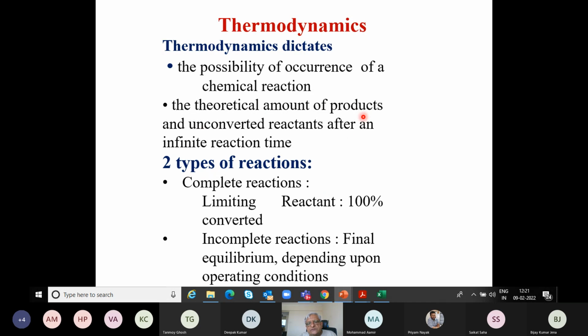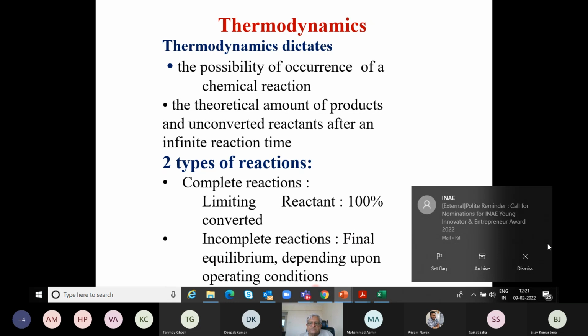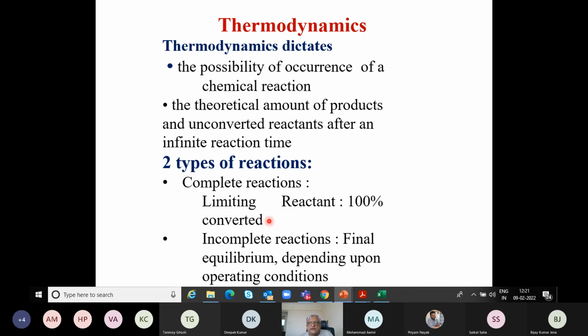It also tells you the theoretical amount of products that will be produced, if it is an equilibrium controlled reaction. As you know, there are basically two types of reactions in any chemical reaction that you and I know. One, where the reaction is spontaneous and goes all the way to completion, and it is limited by the amount of reactant that you have. So basically, the limiting reactant decides how much the conversion is.